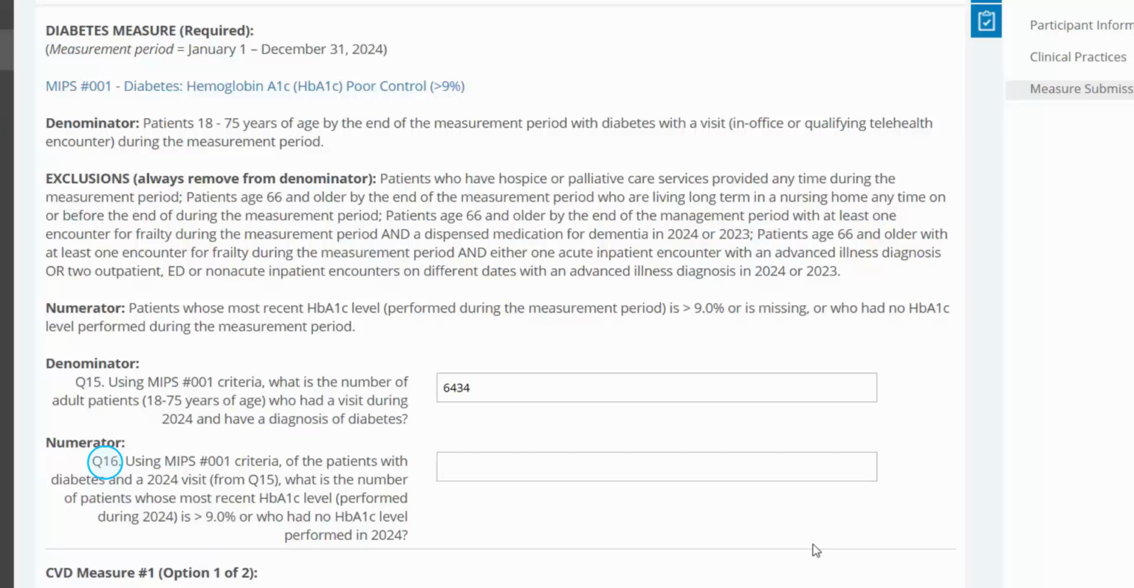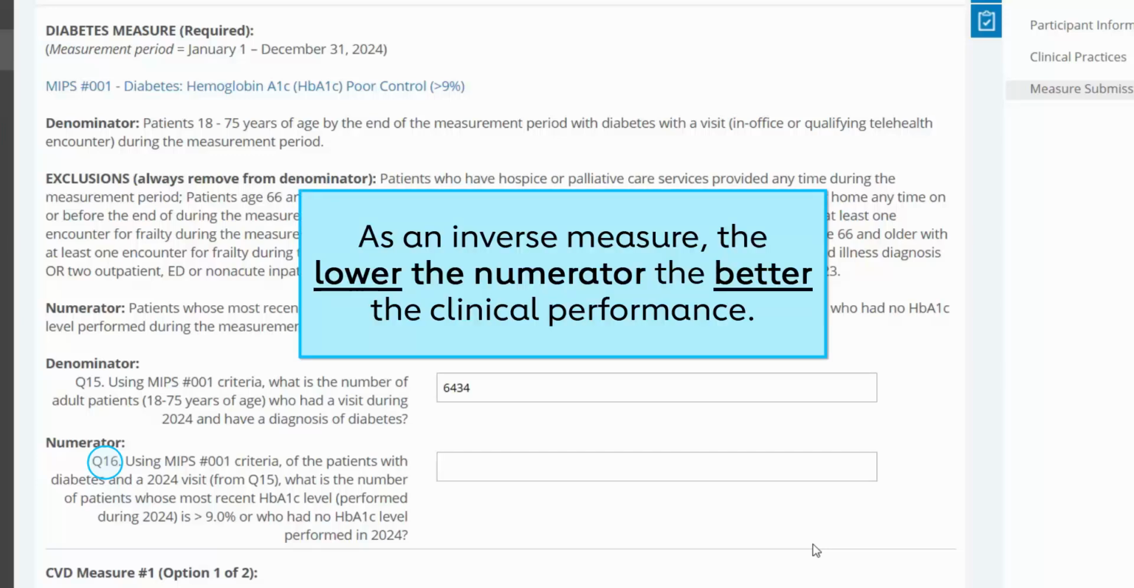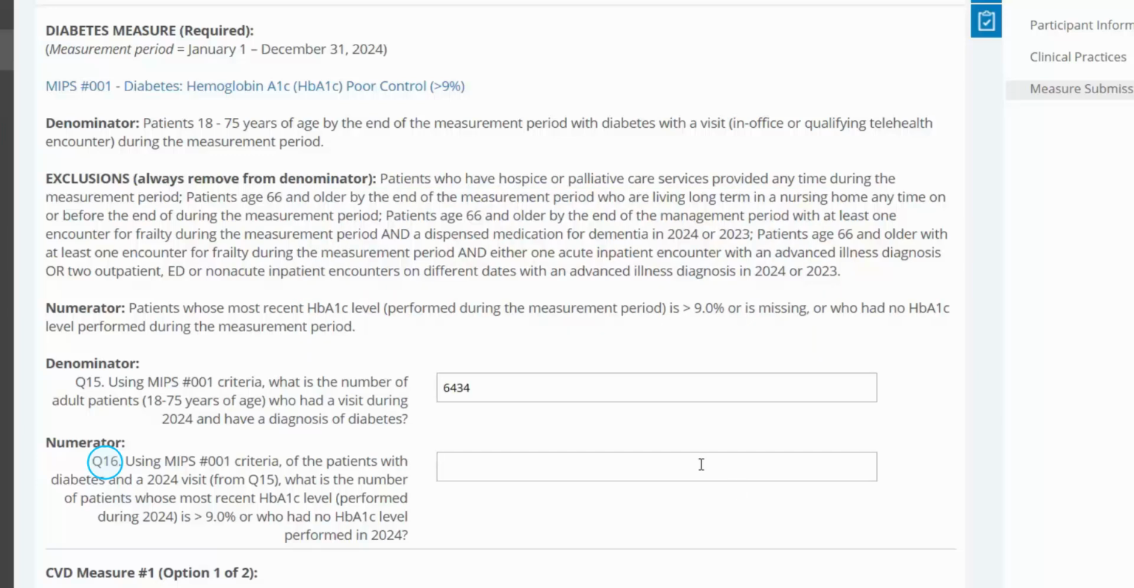Patients with diabetes who did not receive a hemoglobin A1C test in 2024 still get counted in the numerator, along with patients whose test level was above 9%. Again, the lower the numerator, the better the clinical performance. My demo organization had 1,566 patients meeting the numerator criteria. In other words, 1,566 patients who were poorly controlled.